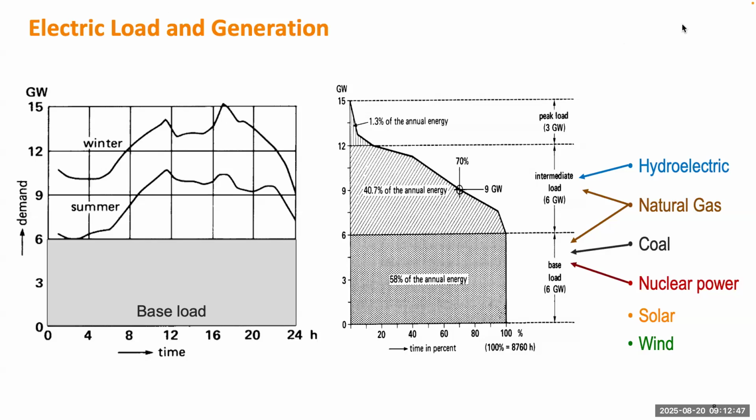And there's also some load we call peak load, which means it appears only with a very rare chance. So we're going to use generators such as hydroelectric, but we can utilize one type of hydroelectric, the pump storage, and also some of the natural gas to power that type of load. That will require the generation to be more flexible and to respond quickly to changes of the load.